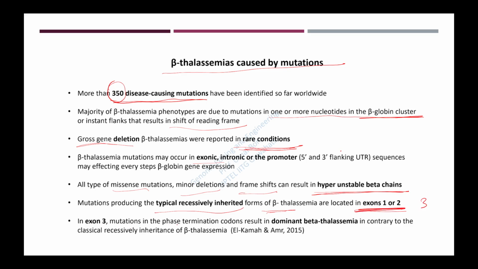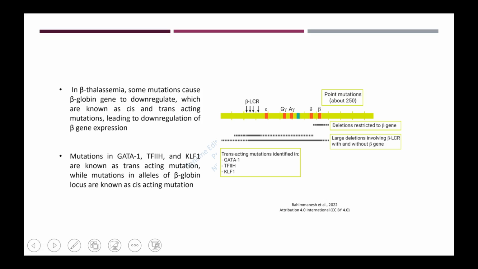And in exon 3, mutation in the termination codon results in dominant beta thalassemia, in contrast to the classically recessive inheritance of beta thalassemia. So in beta thalassemia, some mutations cause the beta globin gene to downregulate, which are known as cis and trans-acting mutations, leading to downregulation of beta gene expression.